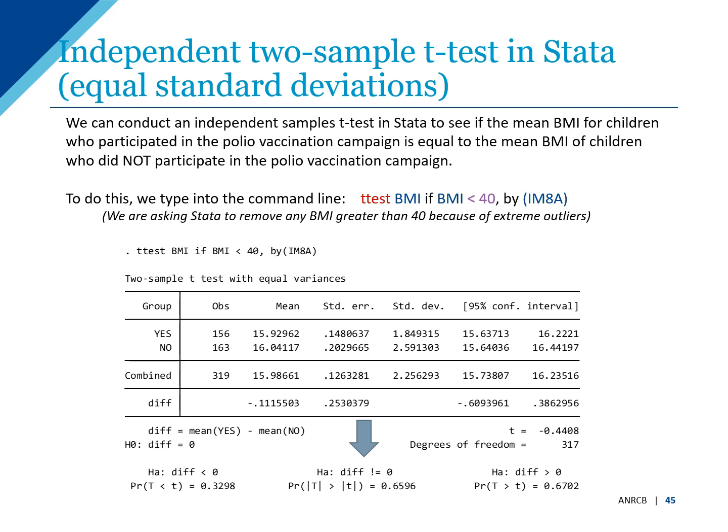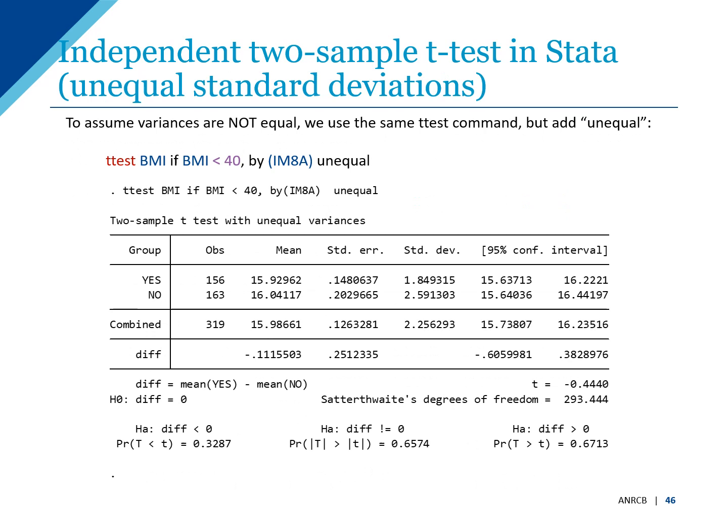But we are assuming in this test that the variances are equal in both groups. What happens if we do not assume variances are equal? To assume variances are not equal, we use the same t-test command, but add unequal to the end of the command text. You can see that the test statistic is slightly different than the one calculated when assuming equal variances, but not by much. There's still not a significant result. Therefore, we would still fail to reject the null hypothesis that there is no difference between the mean BMI of each group. But how do we know which test to use?